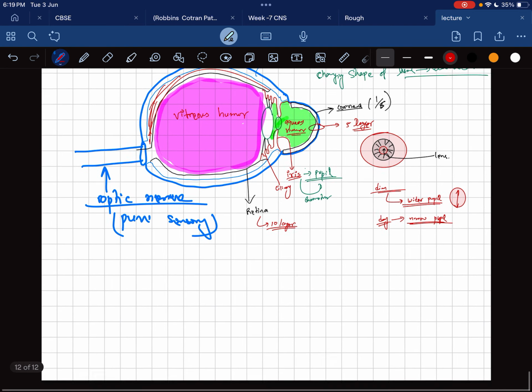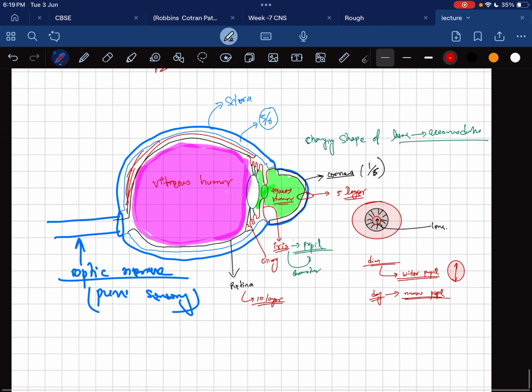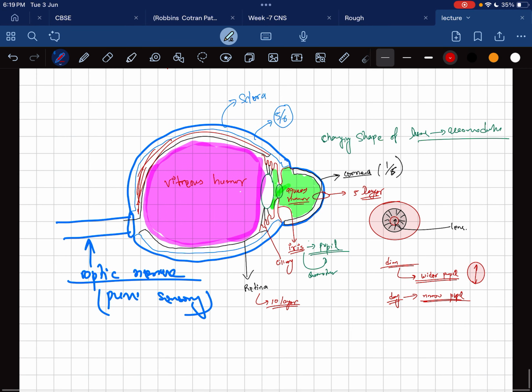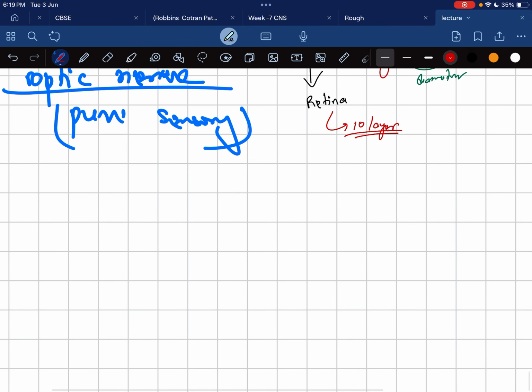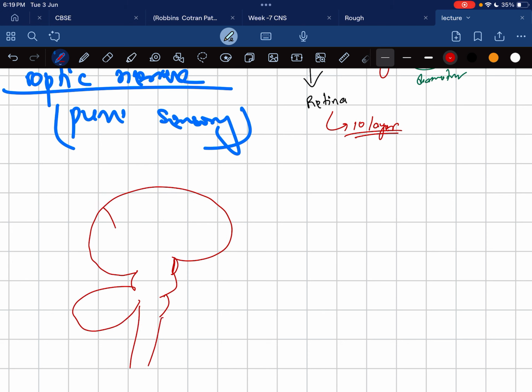And when you look at the brain, there is the pons, cerebellum, and medulla. This region is the occipital lobe, which is the region for vision.